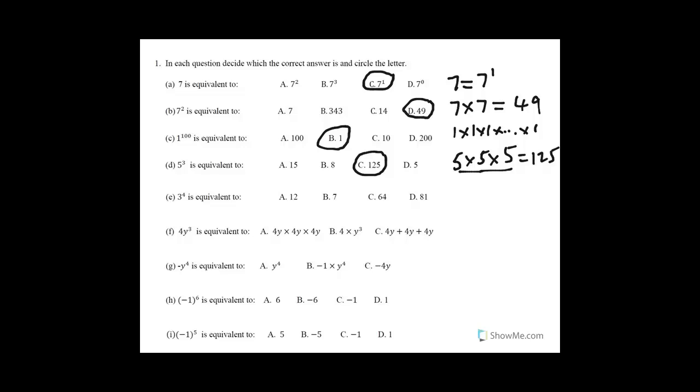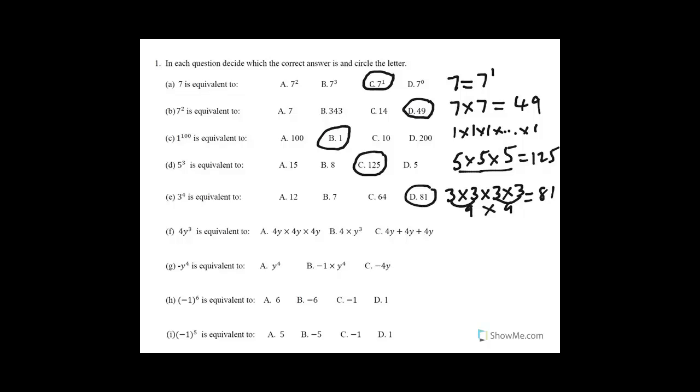3 to the power of 4, the exponent is 4, it's telling me to multiply 3 by itself 4 times. You can do it in order if you want. I'm doing 3 times 3 is 9, 3 times 3 is 9, and 9 times 9 is 81, so the correct answer is D.